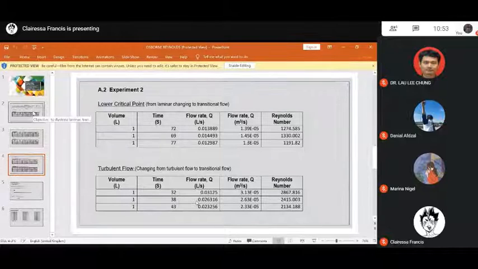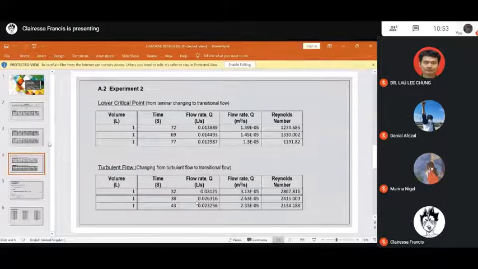Critical point, transitional. The surface tension? To illustrate laminar, transitional, and fully turbulent flow in the pipe, and to determine the condition for each flow.